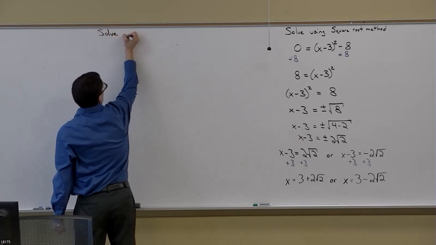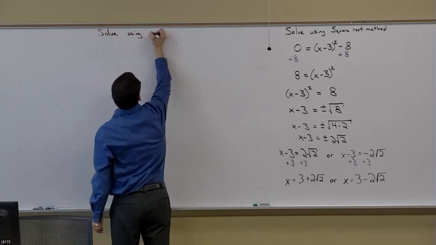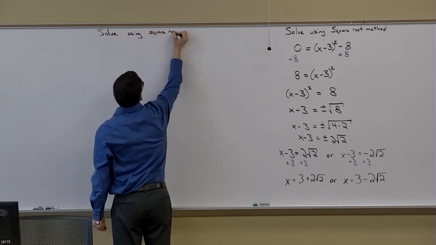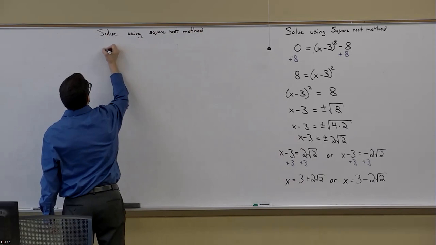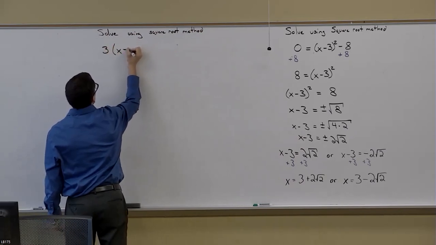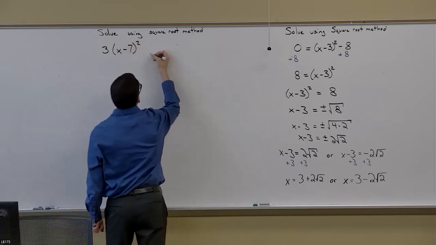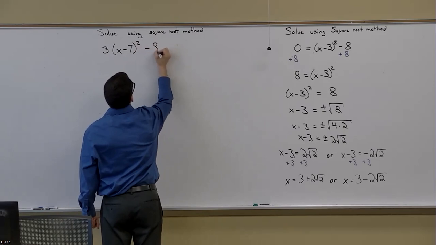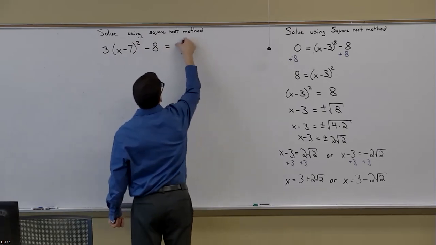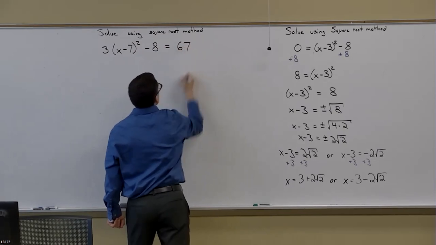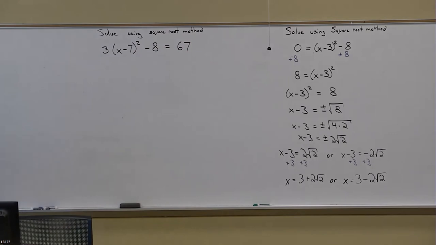Let's try to solve this one using the square root property, or using the square root method, I should say. Let's take 3 times x minus 7 squared, minus 8, is equal to 67. I want you to try to isolate that squared term with the variable in it, and then use the square root method on this one.